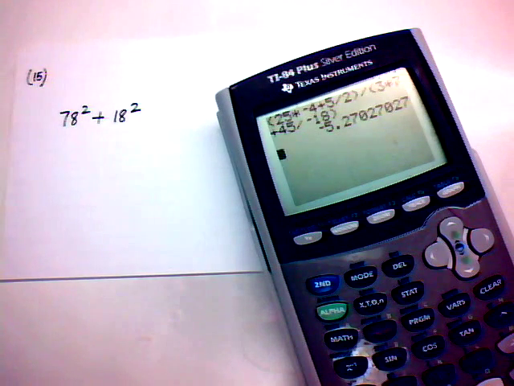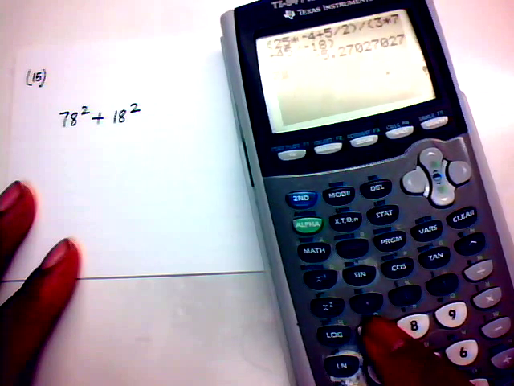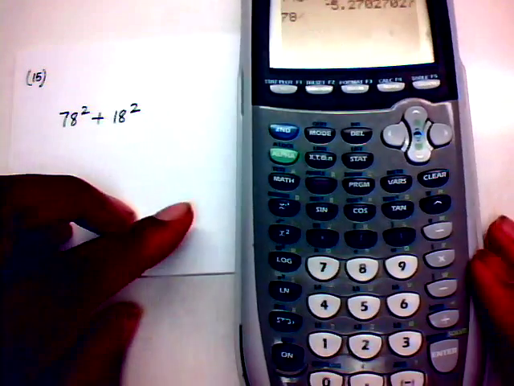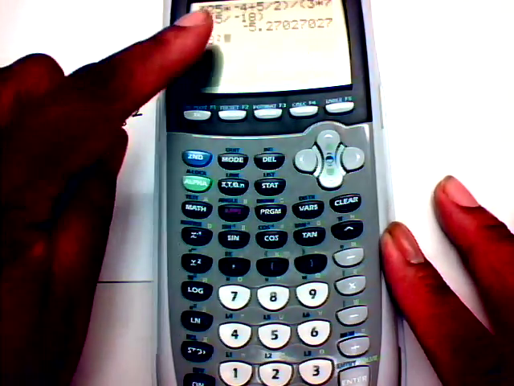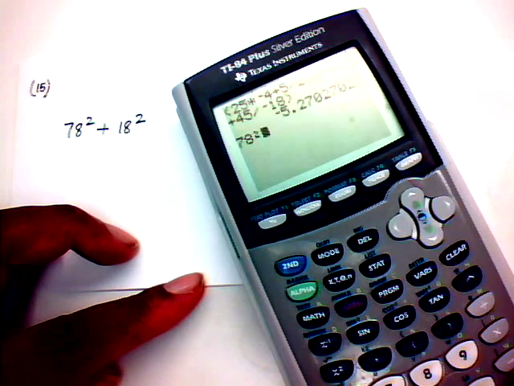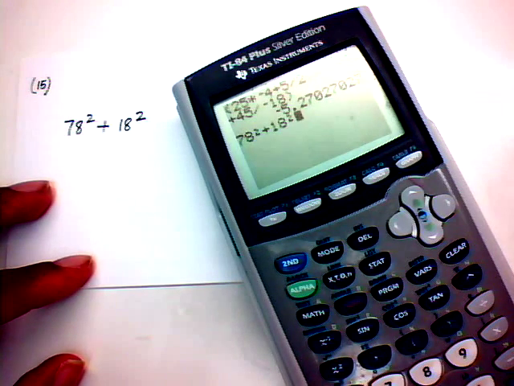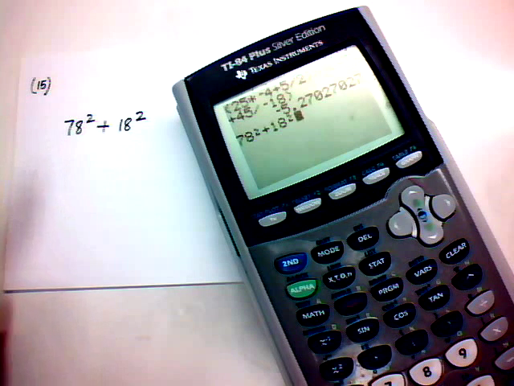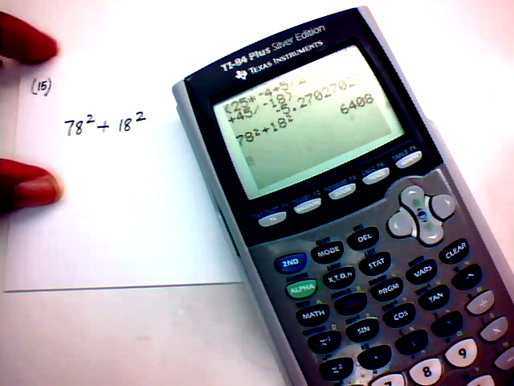All right, number 15, you got 78 to the second power. Let me show you how to enter 78 to the second power plus 18 to the second power. We type in 78. There is a button on the calculator that says x squared. You'll just press the x squared button and it will give you the exponent of 2. And then plus 18, type in 18, and then again you'll press the x squared button for the exponent of 2. Because it's going to do 78 to the second and 18 to the second and add the 2 together, and then you'll hit enter. You'll get 6,408.